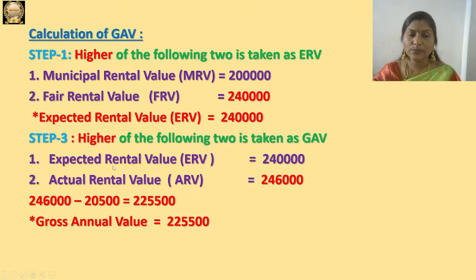So in case of step 3, first we selected the highest one, but later on after selecting we deducted vacancy period rent. Okay, the house was vacant for 1 month, so the actual rent that we receive for 1 month is 20,500. We deducted that from 2,46,000. That point is very very important whenever the house is vacant for any months. Okay, so gross annual value is 2,25,500.